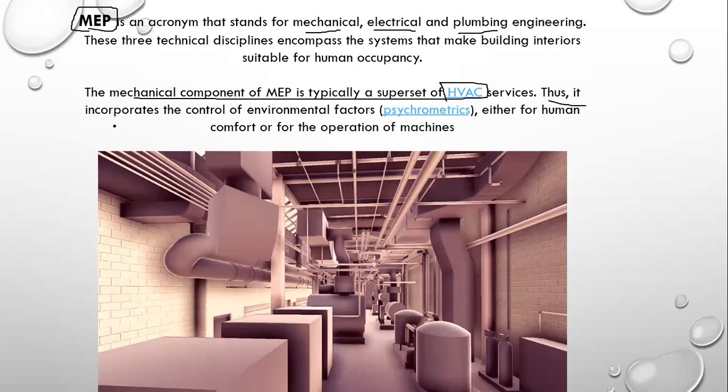Thus it incorporates the control of environmental factors, that is psychrometrics, either for human comfort or for the operational machine. See, guys, the main important purpose of HVAC or of an AC is to control the environmental factors, that is temperature, moisture.